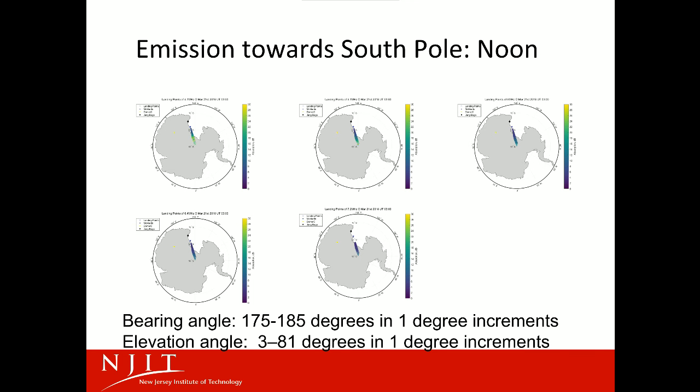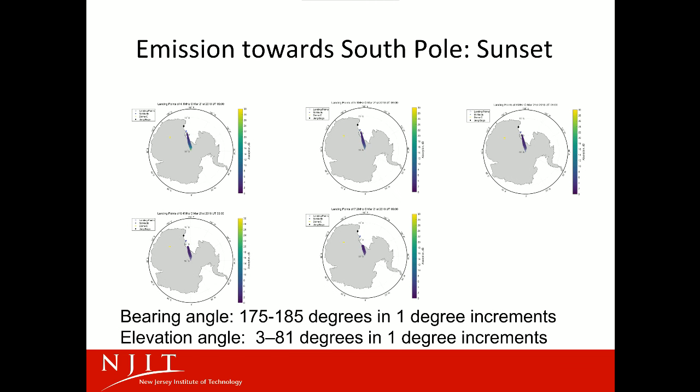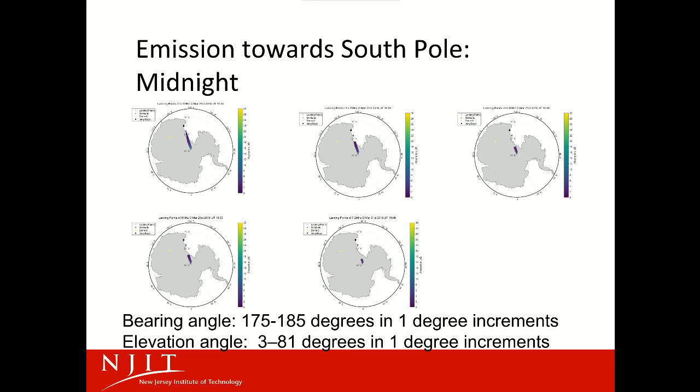At noon, it shows a high absorption and a small ground range for all the frequencies. Here is the sunset. The simulation result is quite similar to what we showed for the sunrise. At midnight, the low plasma density allows more rays to escape.